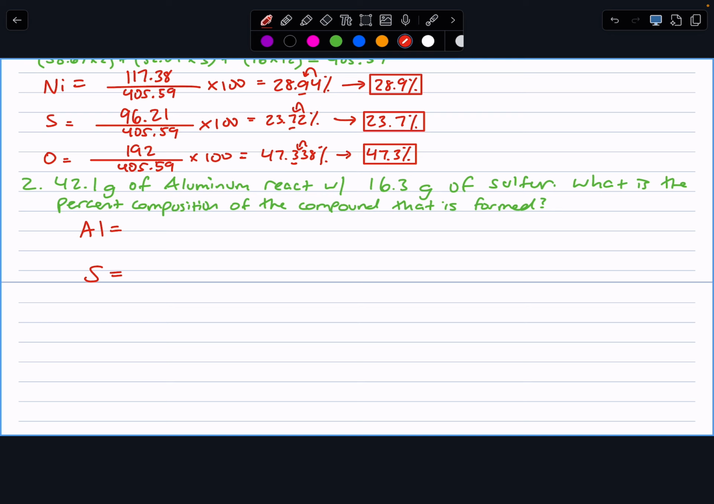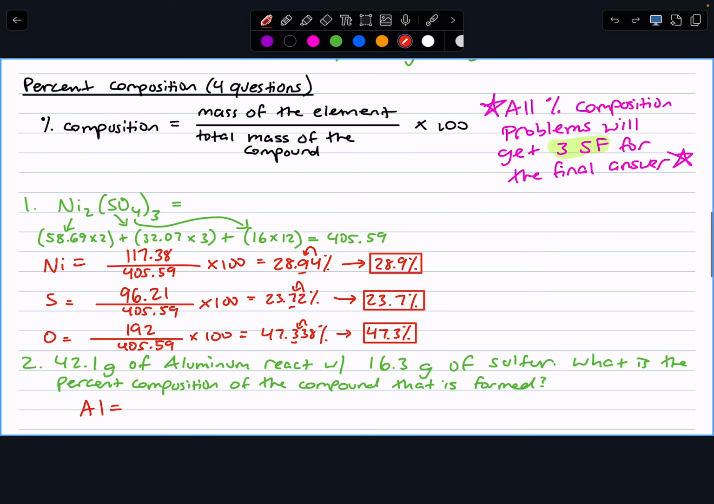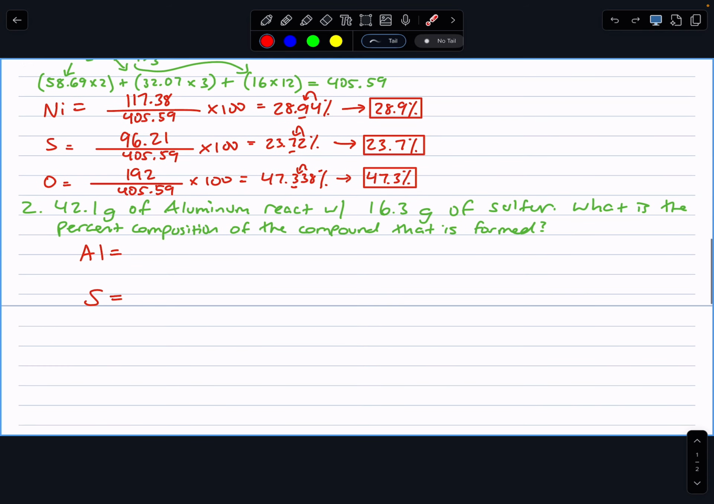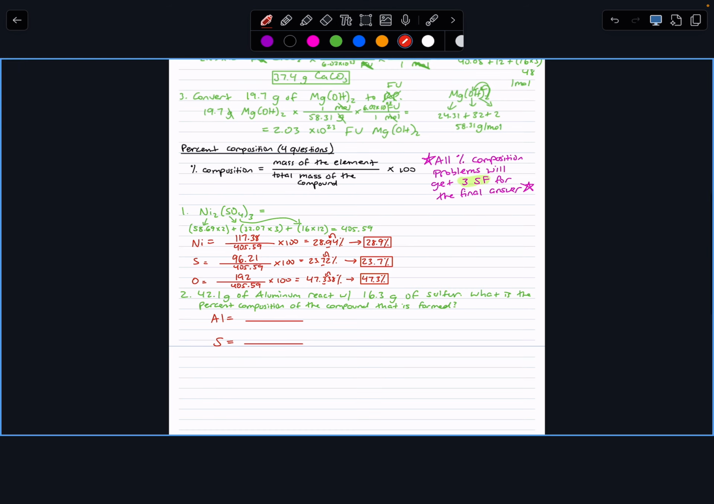Okay, good. So aluminum. Again, we're trying to find the percent composition. What is my formula? Mass of the element over the mass of the compound, times 100. Do I know the mass of the element for these? Or the mass of the compound? Do I know any of that, just by looking at the problem?